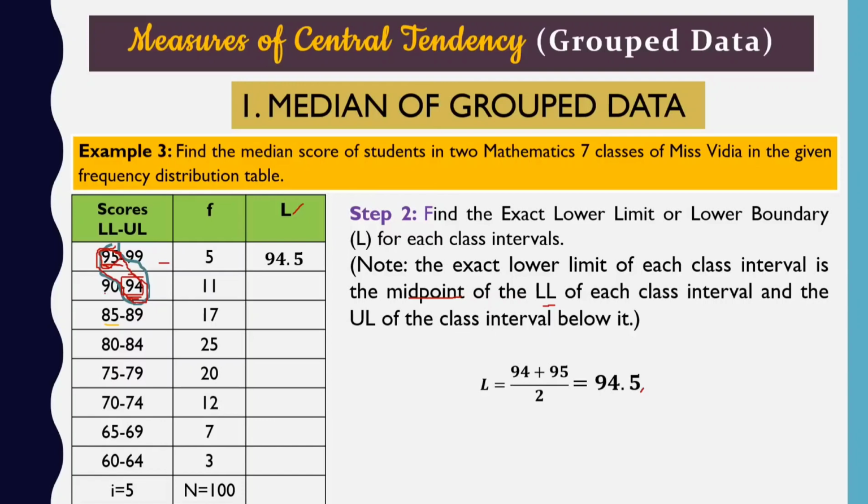And that is the lower boundary or exact lower limit for this interval. For the next interval, again, we get the midpoint of 90 and 89. The result is 89.5. Doing the same process, the next lower boundary is 84.5, followed by 79.5, 74.5, 69.5, 64.5, and for the lowest interval, the lower boundary is 59.5. So we are done with step 2.